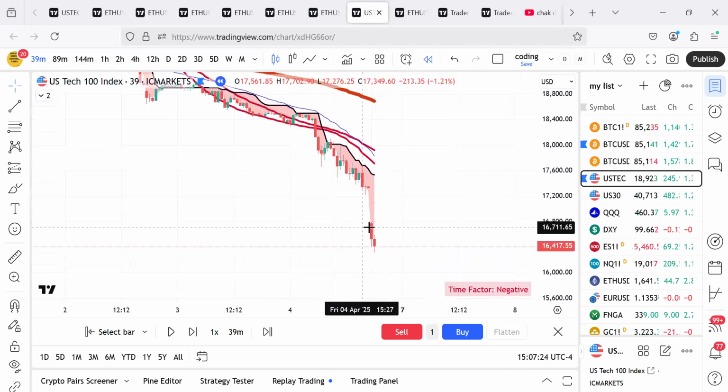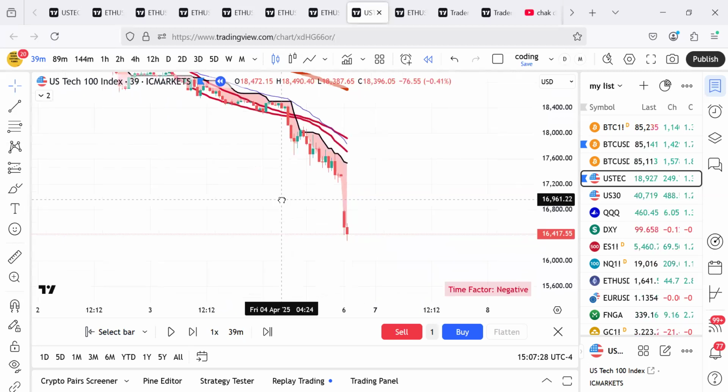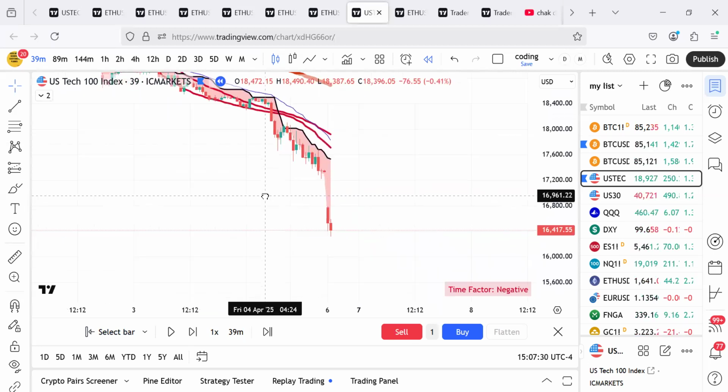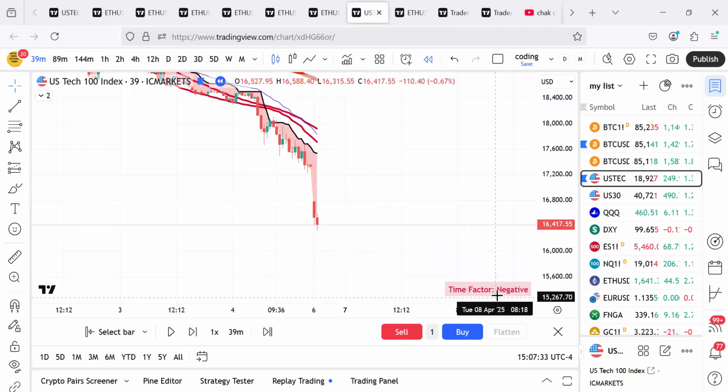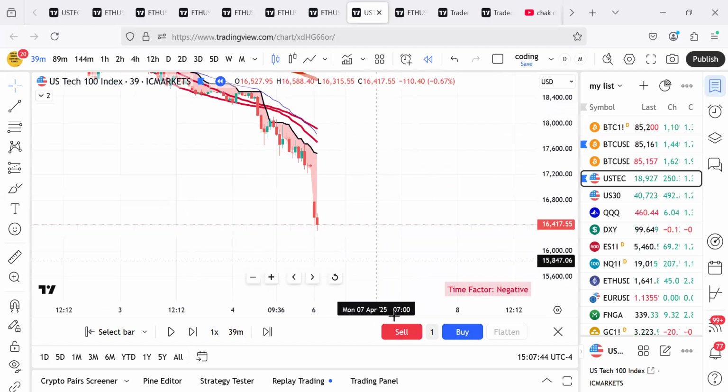Okay, now from here, I will demonstrate how I was able to nail the bottom on Sunday using the time factor indicator. But I have been using this indicator since September 2024, and I have backtested this a lot, and it is one of my favorite indicators. It is truly a great game changer.